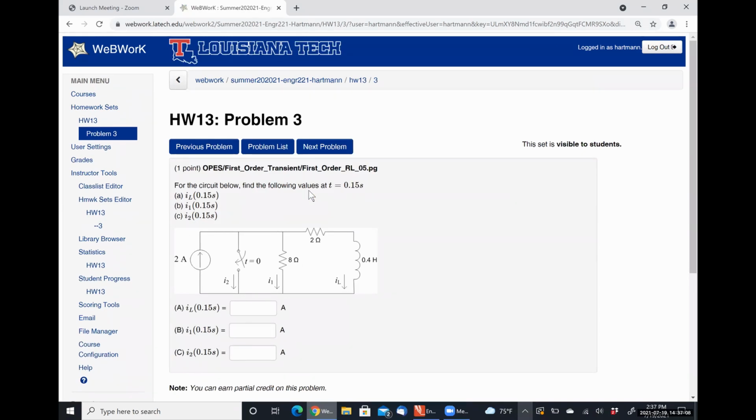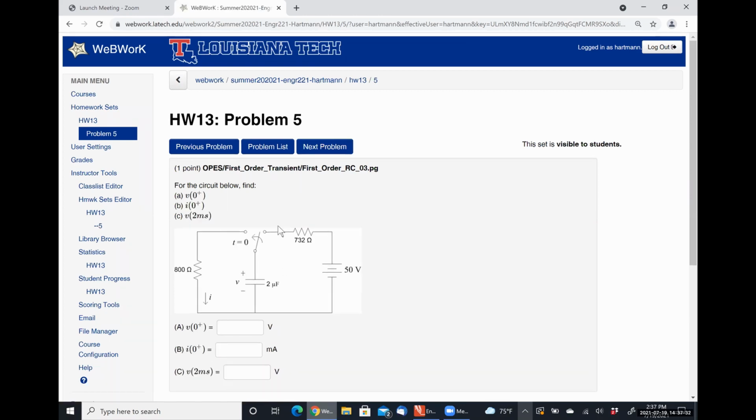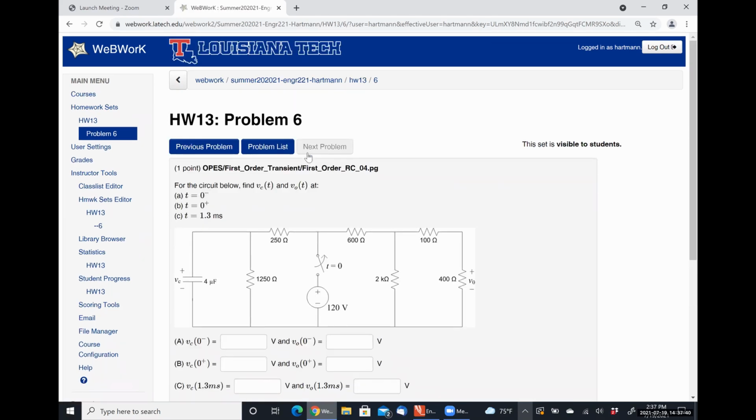In this one, the current source is being short circuited, so all of the current being supplied by the current source will flow through that branch labeled with I2, and so the current source no longer influences the behavior of the inductor. So it's natural response. This one is natural response because the voltage source is getting taken out.